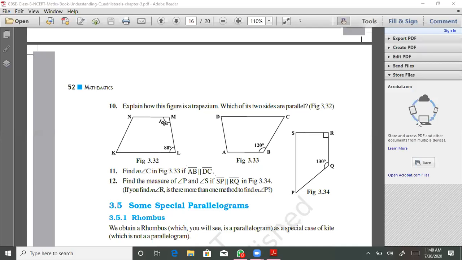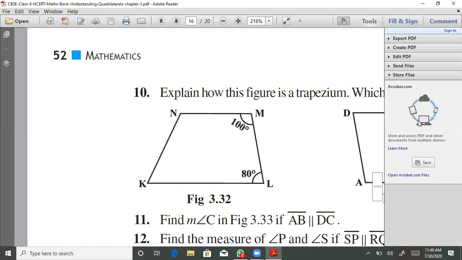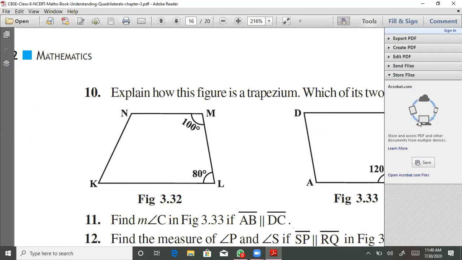In this figure 3.32, you are to tell how it is a trapezium and which of its two sides are parallel. First of all, let's see what the properties of a trapezium are. We know that a trapezium is when two of the sides are parallel, and when two sides are parallel, then these two angles are angles on the same side of the transversal and the sum of these two angles is 180 degrees.